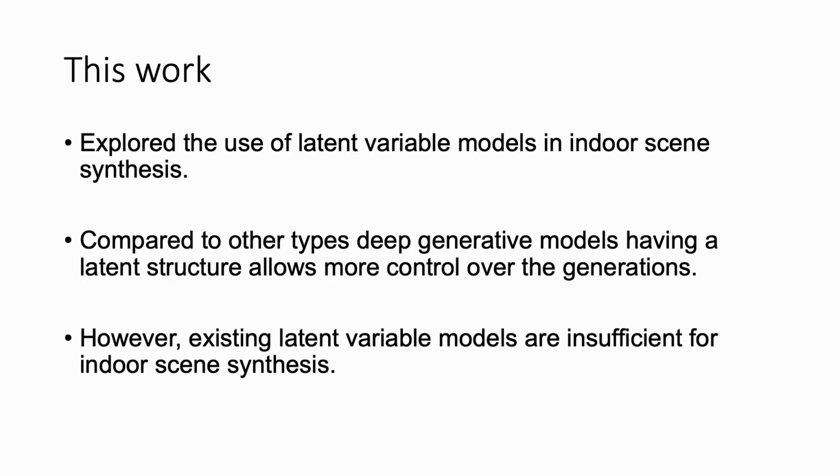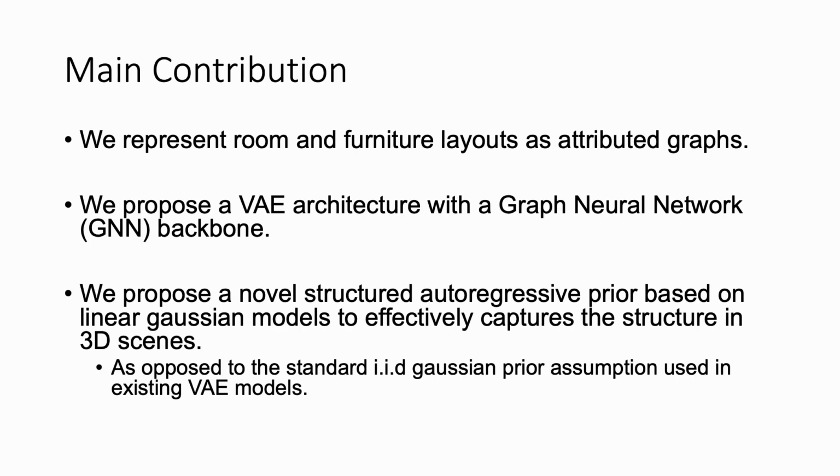Although deep autoregressive models are very good at generating scenes, they lack a latent variable structure. We argue that having this latent structure is crucial for having more control over the generations. Unfortunately, existing latent variable models are insufficient for indoor scene synthesis. This brings us to our main contribution.